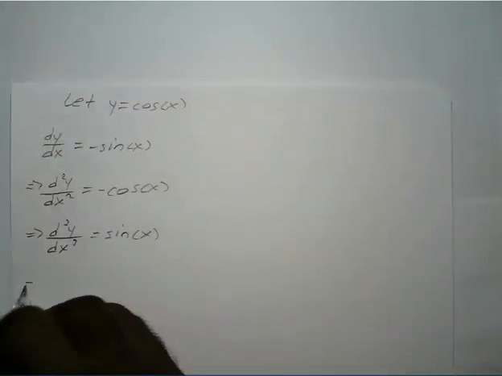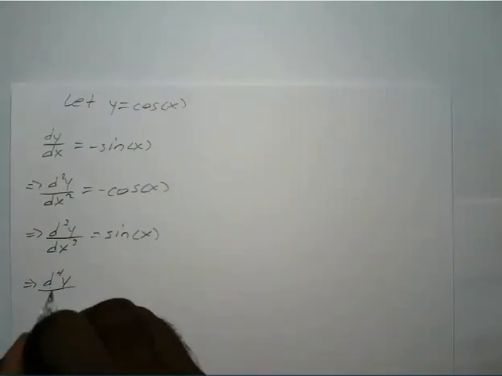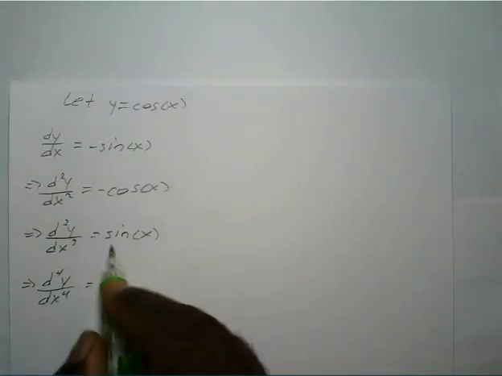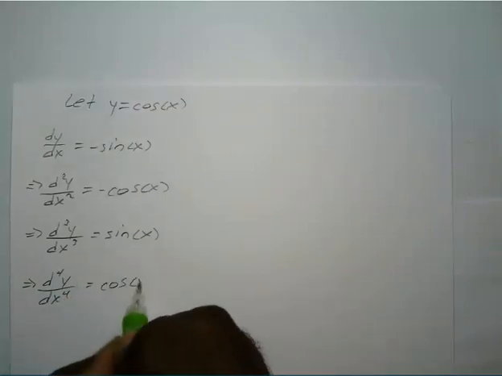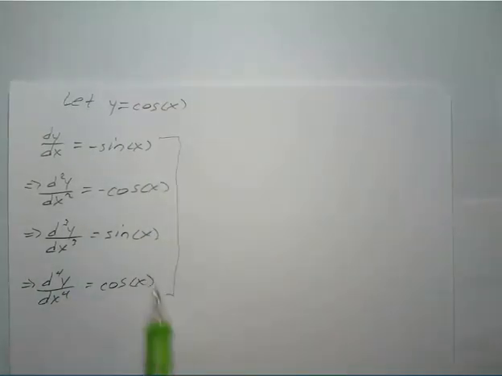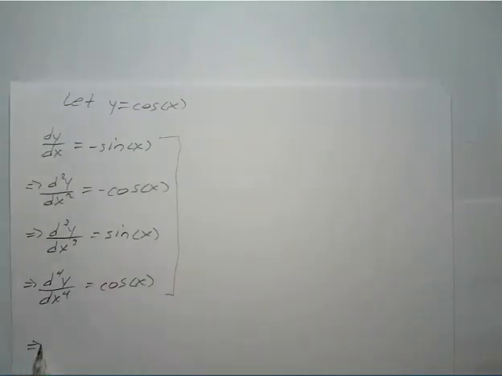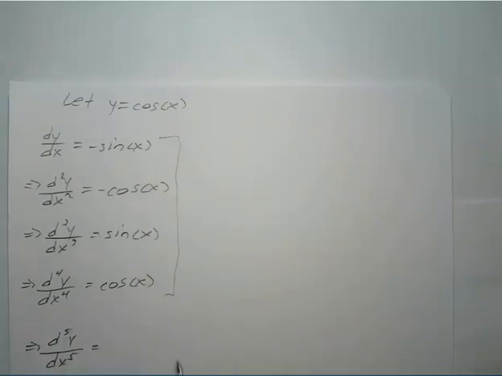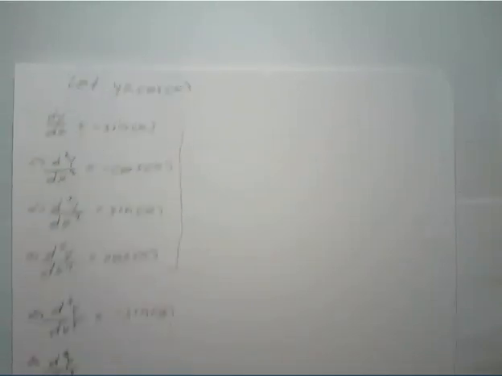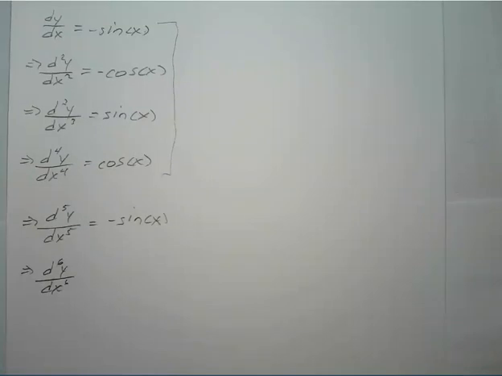Our fourth derivative is the derivative of sine, which is cosine. Okay, so you can see by the time you reach the fourth derivative, you're right back where you started at cosine. Same thing if you go for the fifth. Okay, that's going to be negative sine of x, because the pattern starts right back over again. Same thing with the sixth derivative. That would be negative cosine of x.